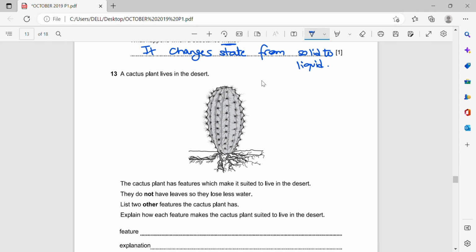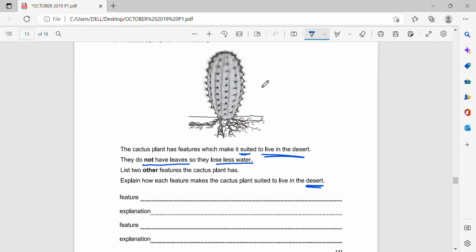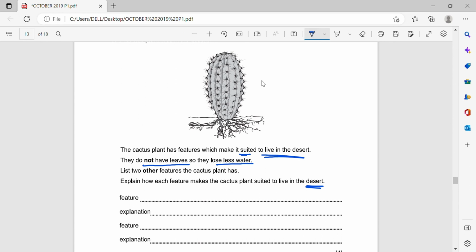Question 13. A cactus plant lives in the desert. This is a cactus. The cactus plant has features which make it suited to live in the desert. Of course it has adaptations to live in the desert. They don't have leaves, so they lose less water. List 2 other features the cactus plant has. Explain how each feature makes the cactus plant suited to live in the desert. So the first adaptation is that they don't have leaves so they lose less water. We want 2 other adaptations and an explanation of how they help.